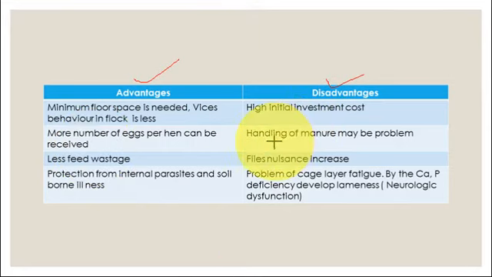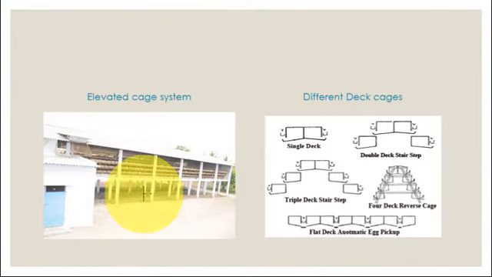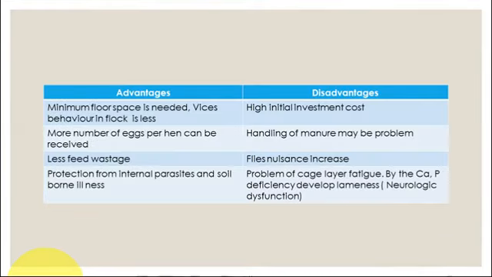And another disadvantage is handling of manure. Manure, particularly in vertical type cages, is a problem, but in M type cages there is no problem. In elevated floor system also there is no problem. In elevated floor system, a pit will be constructed, and in this pit the droppings will enter below the cage system.